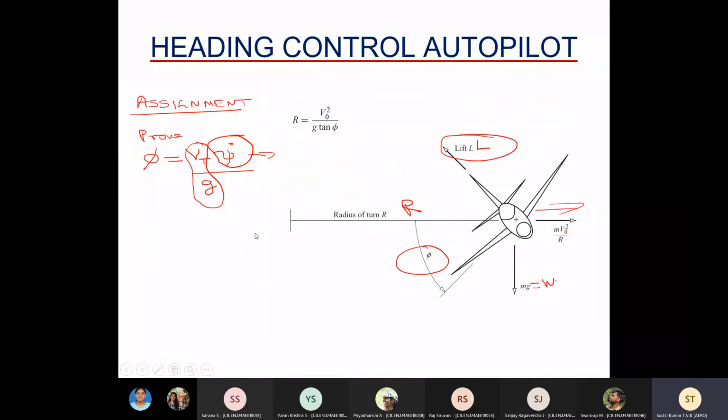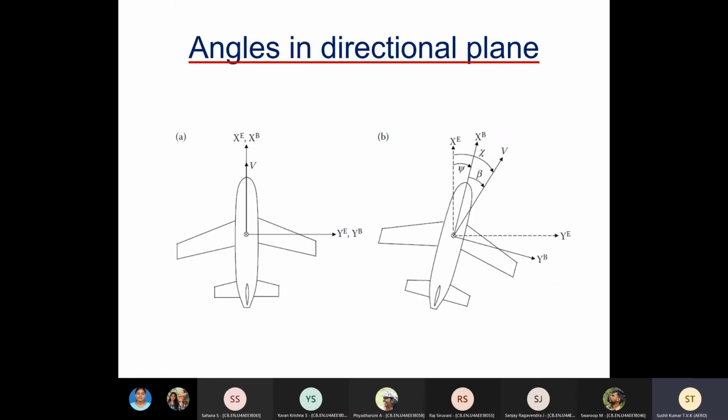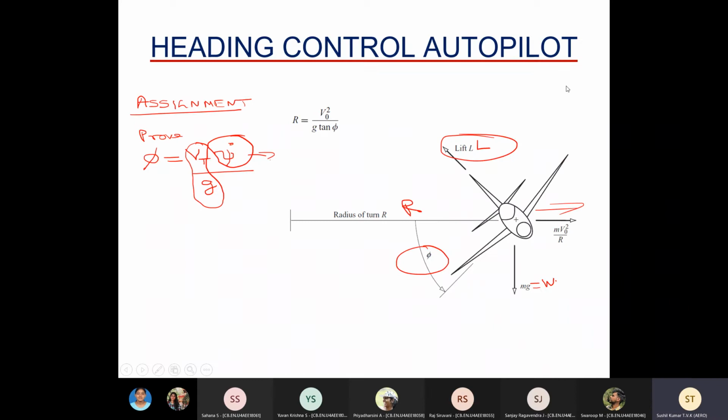Okay. Last class I told you people to get a relationship between bank angle and rate of turn, psi dot. Unfortunately, Sandhita hasn't done it. Definitely next class you have to do it. It's a very simple thing and all flight mechanics books give it. Just resolving these vectors in both directions, the vertical and horizontal, and eliminating L.